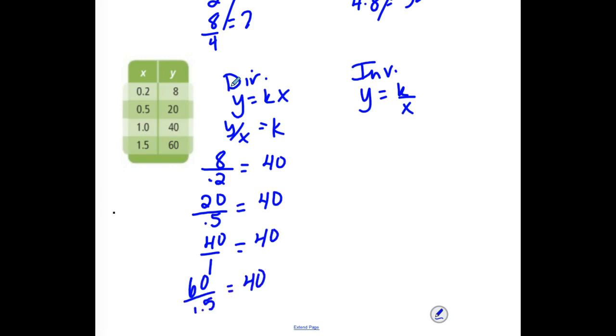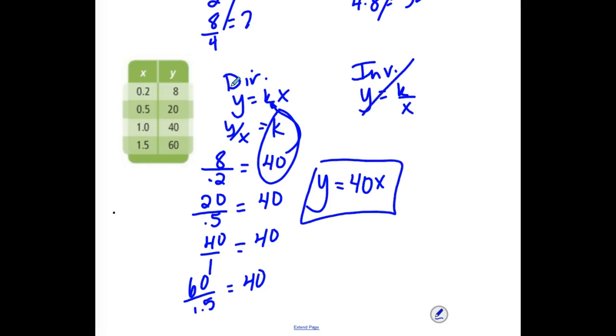All right, so is it direct? Yes. Our constant is 40. So the model that you would use, y equals 40 times x. We're just taking that k value and plugging it in. Okay? Questions about identifying the type of variation? All right.